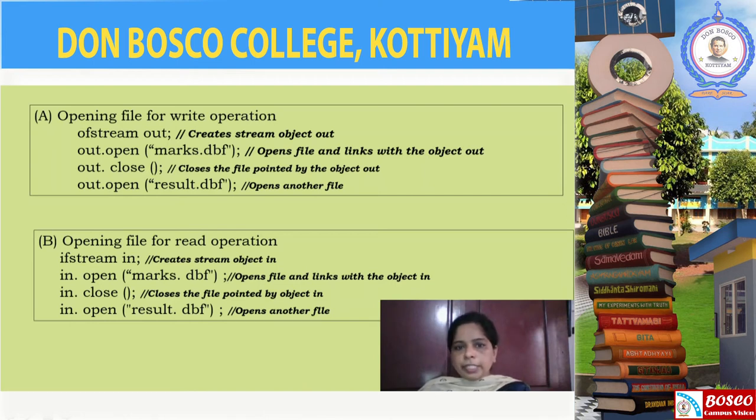നമ്മൾ ഓൾറെഡി ക്രിയേറ്റ് ചെയ്ത ഔട്ട് എന്ന് പറയുന്ന ഒബ്ജക്റ്റുമായിട്ട് ലിങ്ക് ചെയ്യും. Then out.close() means the file will be closed. ഇപ്പൊ നമ്മൾ ഈ ഒരു രീതിയിലാണ് ഫയൽസ് ഓപ്പൺ ചെയ്യുന്നത്. ഒരു ഒബ്ജക്റ്റ് ക്രിയേറ്റ് ചെയ്ത് കഴിഞ്ഞാൽ നമുക്ക് എത്ര ഫയൽസ് വേണമെങ്കിലും ഓപ്പൺ ചെയ്യാം. By using that object we can open different files.